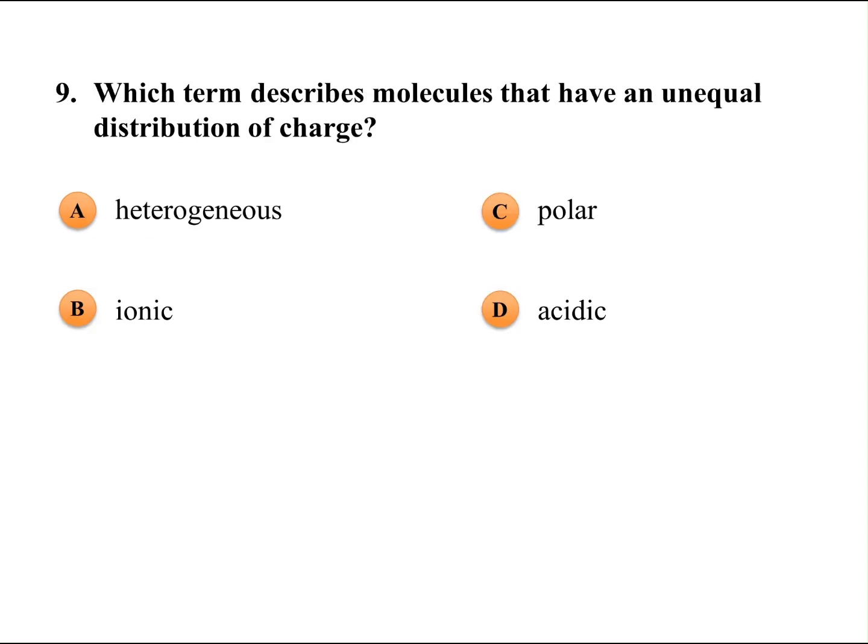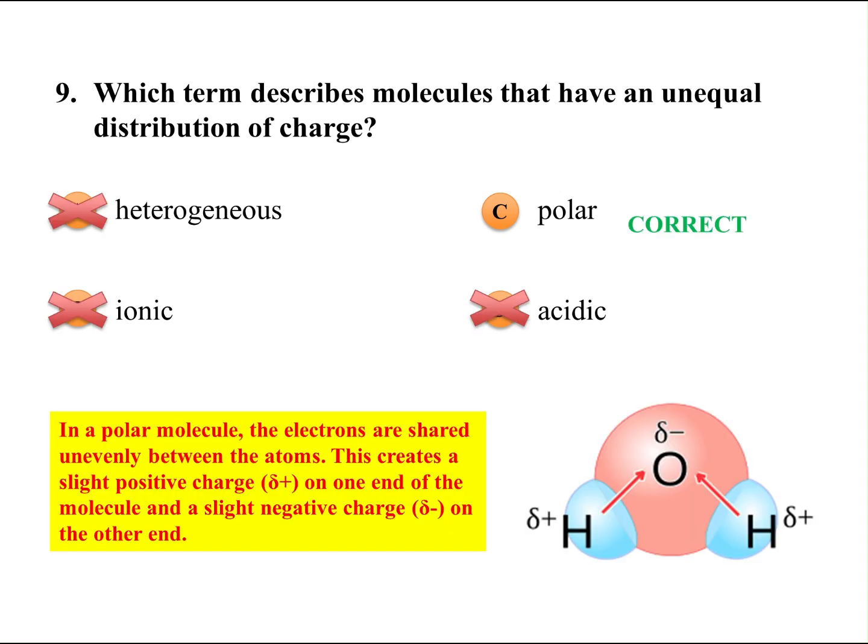Which term describes molecules that have an unequal distribution of charge? Of course, C. Polar. Because in a polar molecule, the electrons are shared unevenly between the atoms. And this creates a partial positive charge on one end of the molecule and a partial negative charge on the other end.